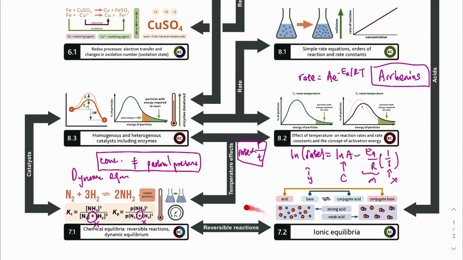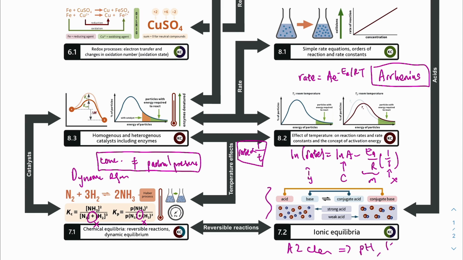There's a lot of things that are in equilibria or reversible reactions, and they relate to ionic equilibrium. And in ionic equilibrium, we talk about acids and bases. When the acid donates the proton, it becomes something called a conjugate base. When the base accepts a proton, it becomes something called a conjugate acid. Strong acid and weak acid, or strong base and weak base, they obviously relate to A2 chemistry, where we talk about calculating pH.